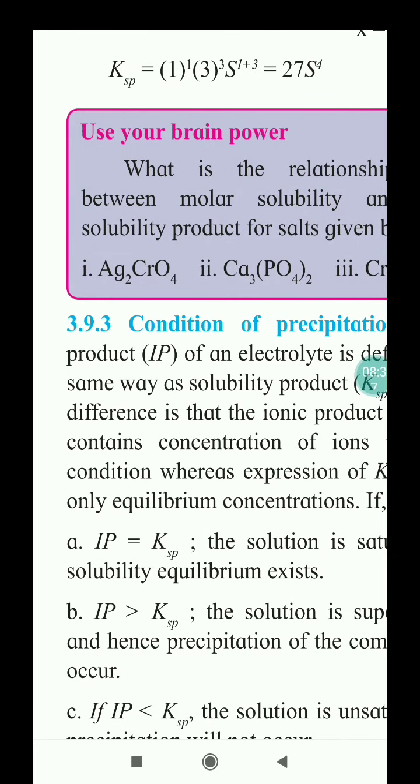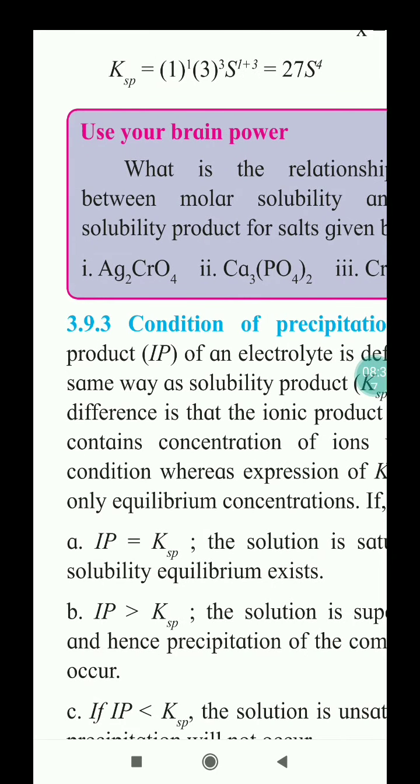Here if the ionic product is equal to the solubility product, then the solution is saturated. If the ionic product is greater than the solubility product, then the solution is supersaturated. Hence precipitation of the compound will occur. This is the condition for the precipitation: ionic product is greater than solubility product.